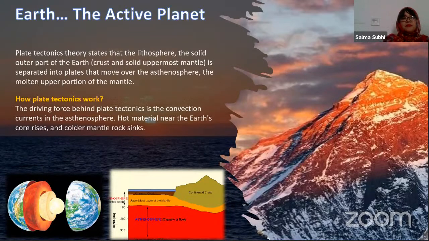Let's find out more. How does plate tectonics work? The driving force behind plate tectonics is the convection currents in the asthenosphere, okay? It's partially melted and very hot, hotter than the lithosphere. Hot material near the Earth's core rises and colder mantle rock sinks. That's because of the convection currents. So it is a kind of like a pot boiling on a stove, okay?